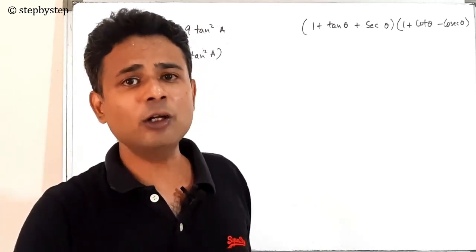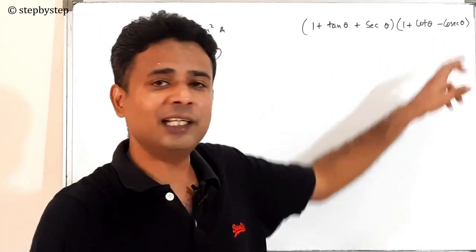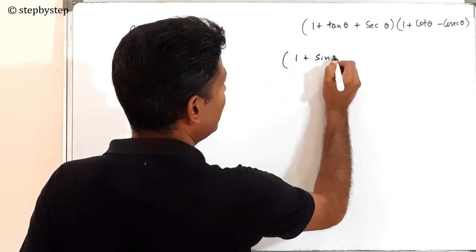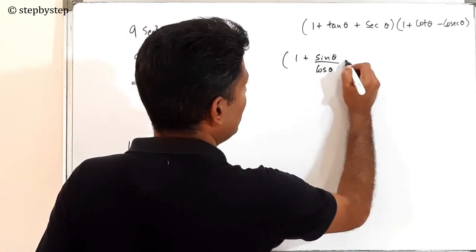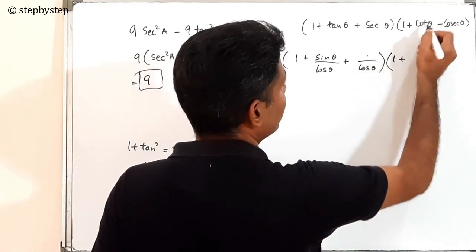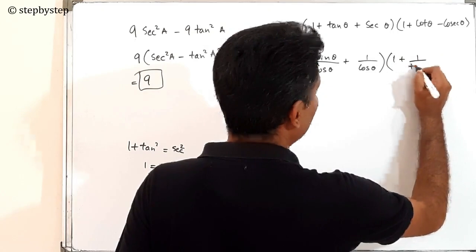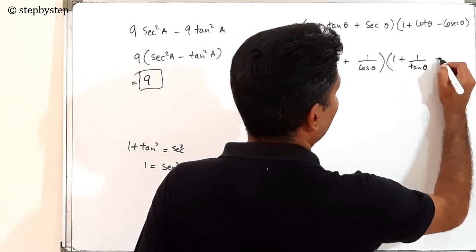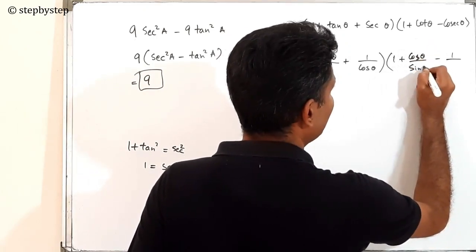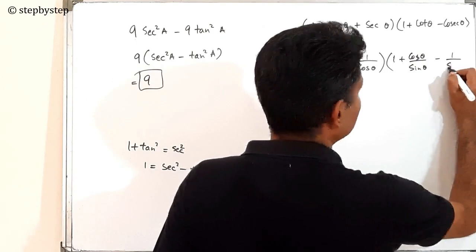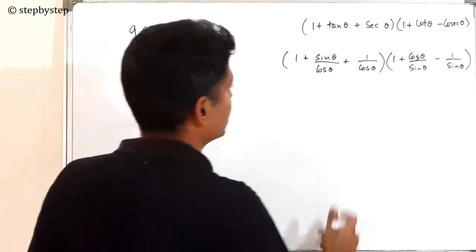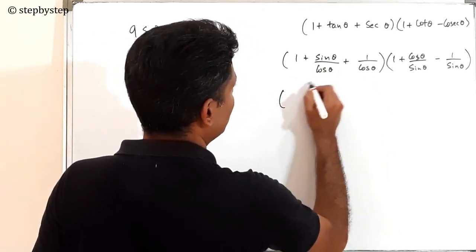Which means there is no tan or cot on the right hand side, which means I'll convert everything to sine and cos. So what do I get? 1 plus tan is sine theta by cos theta, plus sec is 1 by cos theta. And this becomes 1 plus cot theta, which is 1 by tan theta, minus 1 by cosec, where cot theta can be written as cos theta by sin theta and cosec is 1 by sin theta, because reciprocal of cosec is sin, reciprocal of sec is cos. Now taking LCM, what do I get?